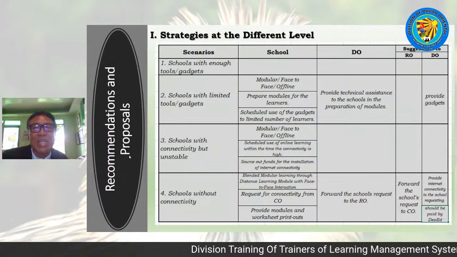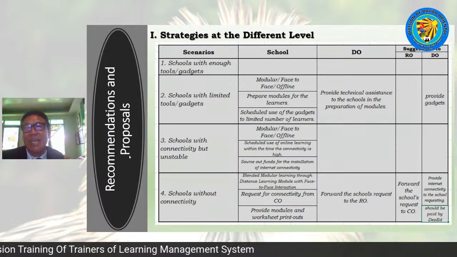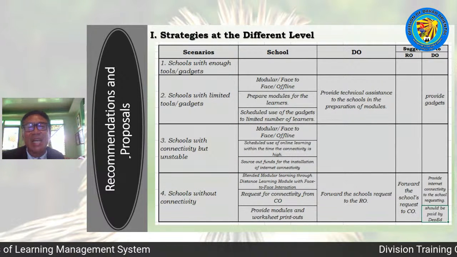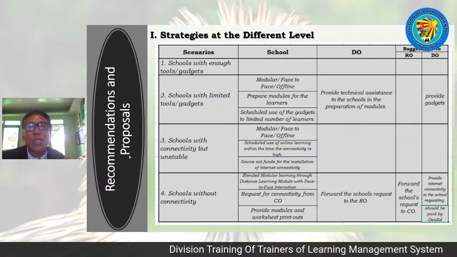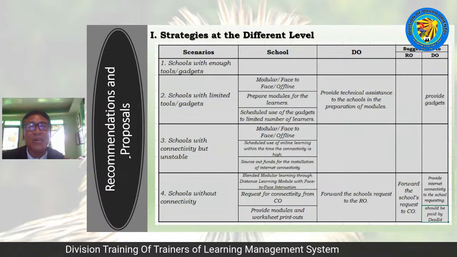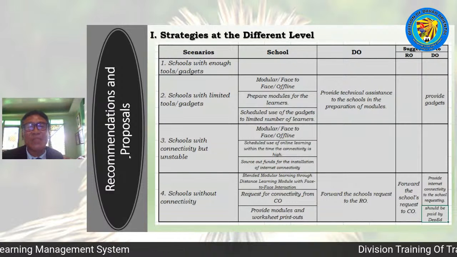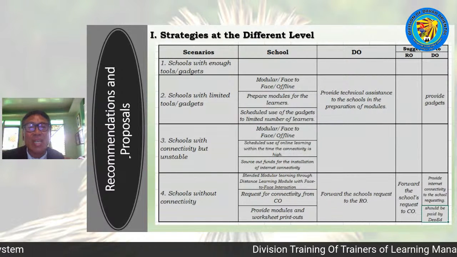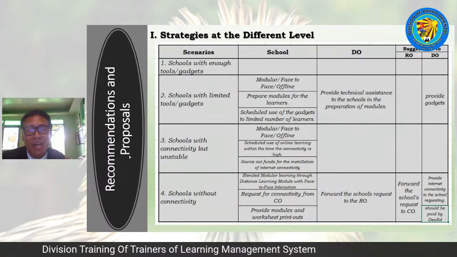Schools without connectivity, ito ang pinakamasakit. Ang schools na wala talagang connectivity, kahit naman ang signal ng cellphone, wala. Signal ng wifi, wala talaga. So request for connectivity from the central office. Yun ang proposals ng ating schools division superintendent na magre-request tayo doon. Provide modules and worksheet printouts.